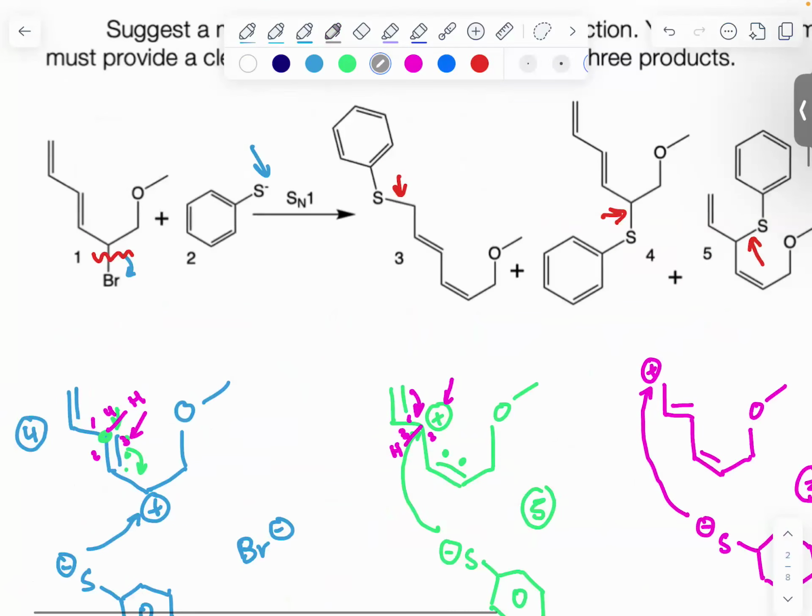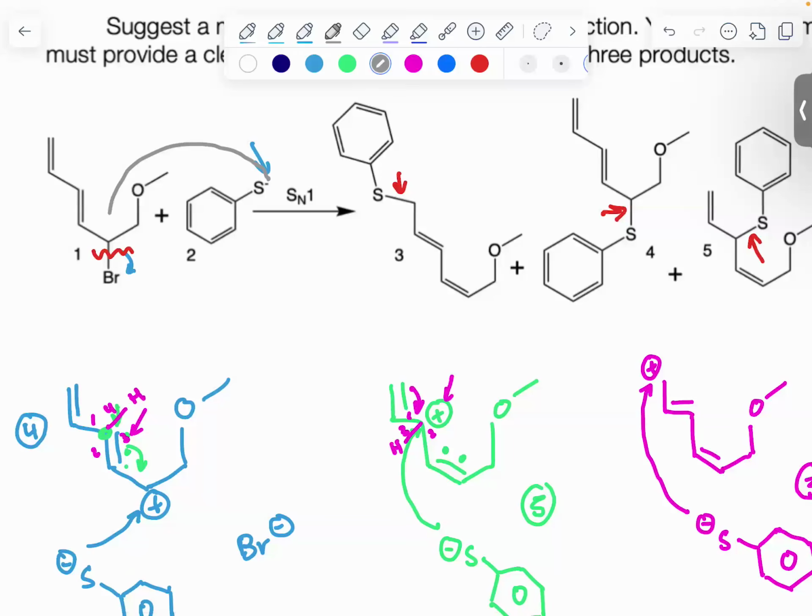So in SN2, you would have direct attack of your nucleophile and the kicking off of the leaving group all in one go.